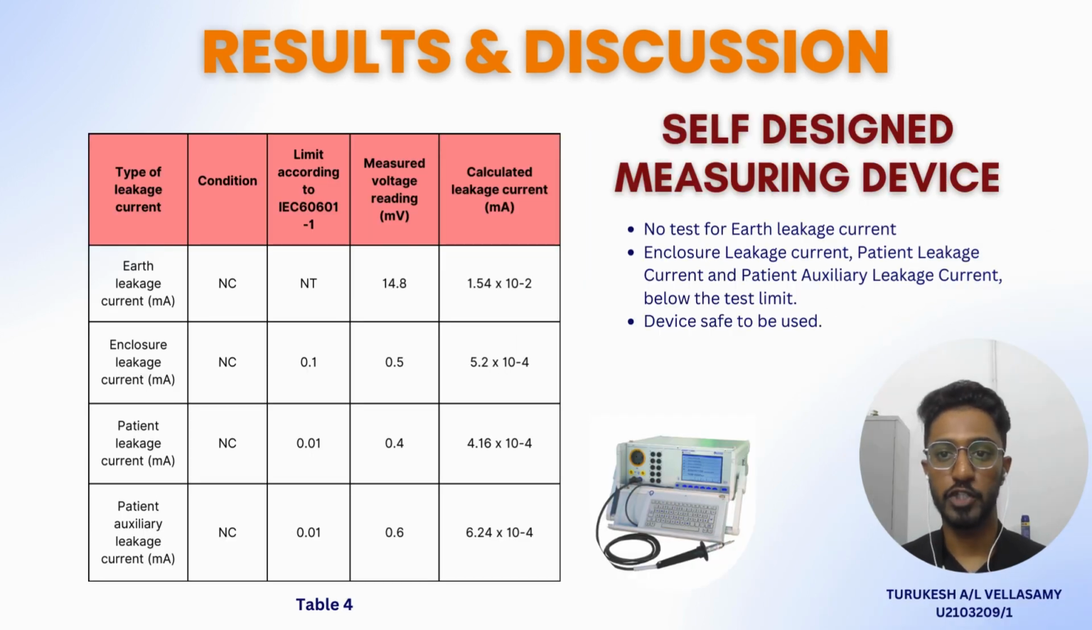Table 4 of the results shows the measurement achieved by using the self-designed measuring device. Every leakage current measured using the self-designed measuring device is measured under normal conditions only. There is no test for earth leakage current under this condition because there is no limit according to the standard. The 3 other leakage currents, which are enclosure leakage current, patient leakage current, and patient auxiliary leakage current, are measured at 0.1, 0.01, and 0.01 respectively, and below the test limit according to the IEC 60601-1 standard. Hence, the bioimpedance Boca passed the electrical safety test and it is safe to be used.